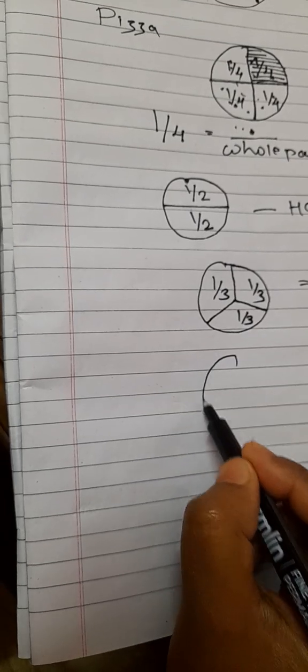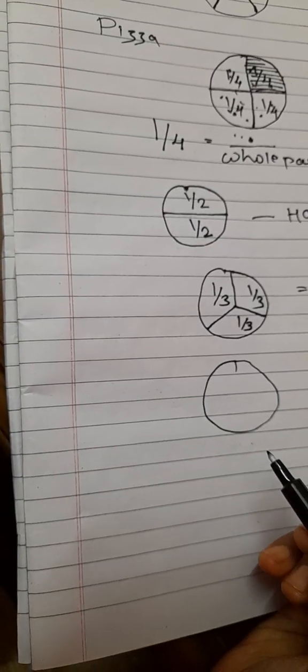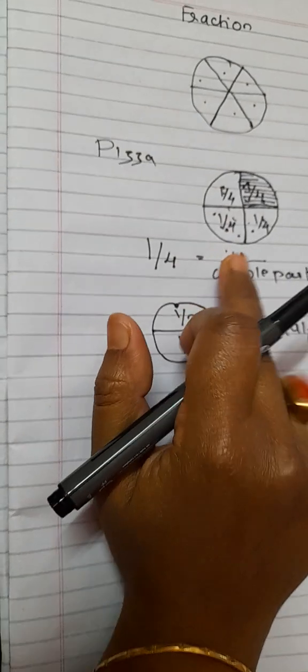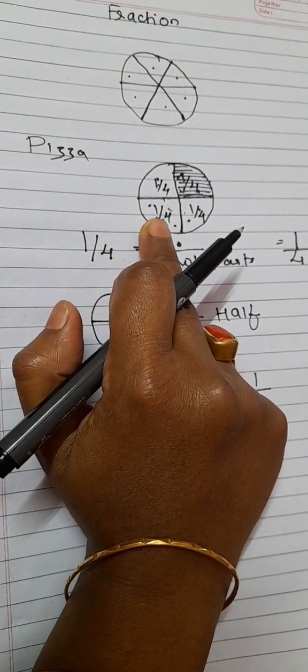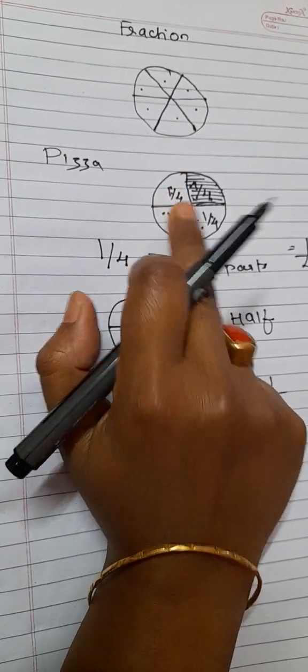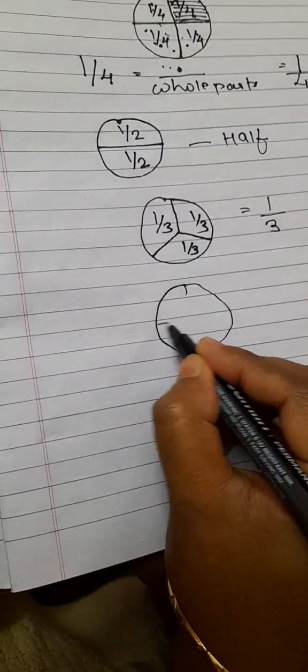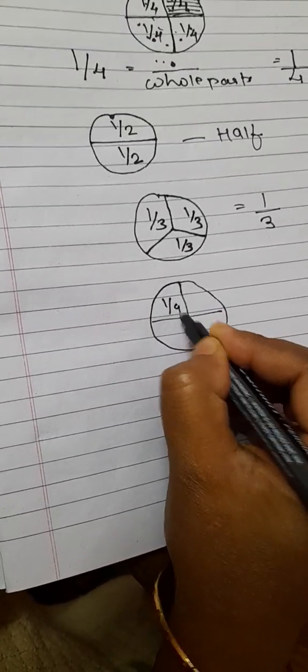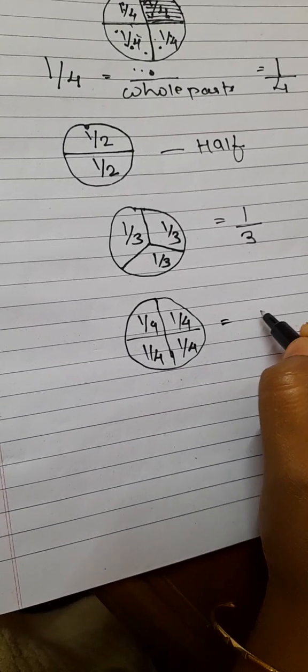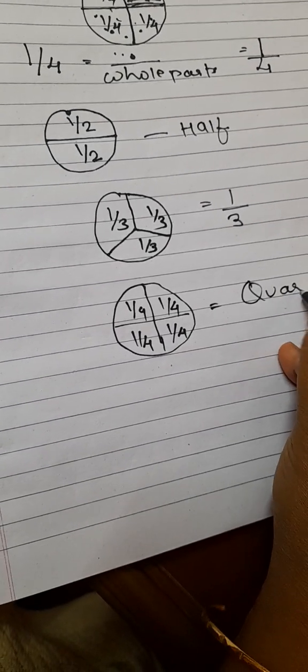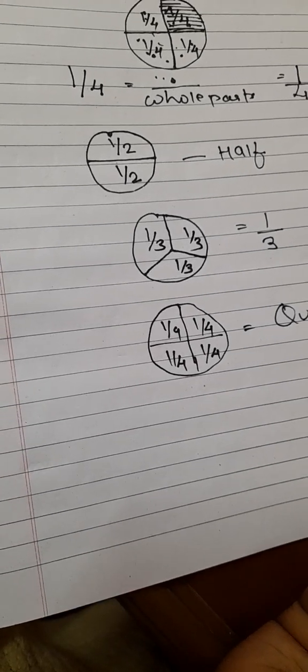Then what is 1/4? If the whole is divided into 4 equal parts like this, a pizza divided into 4 equal parts, correct? So this is called 1/4 or quarter. Let me draw it again here. This is called 1/4 or quarter, a quarter of the whole.